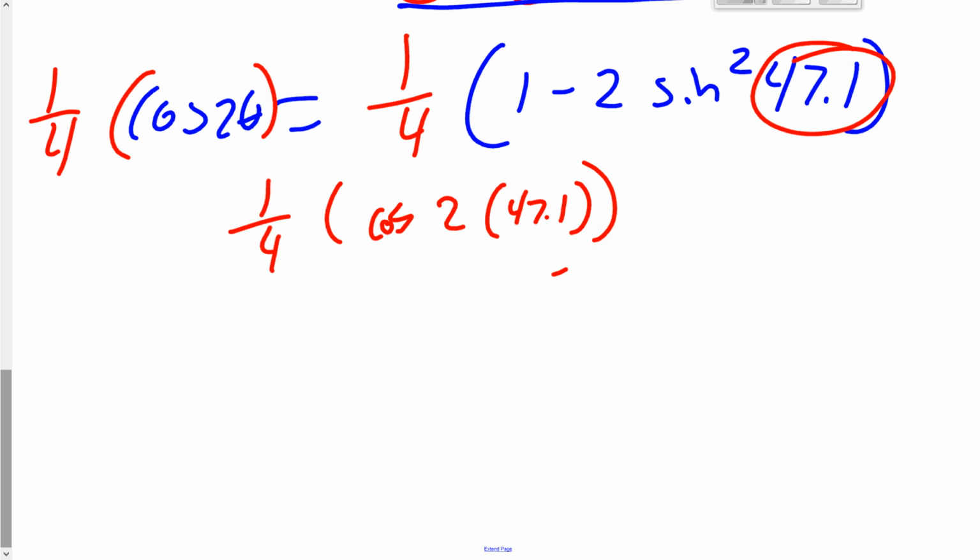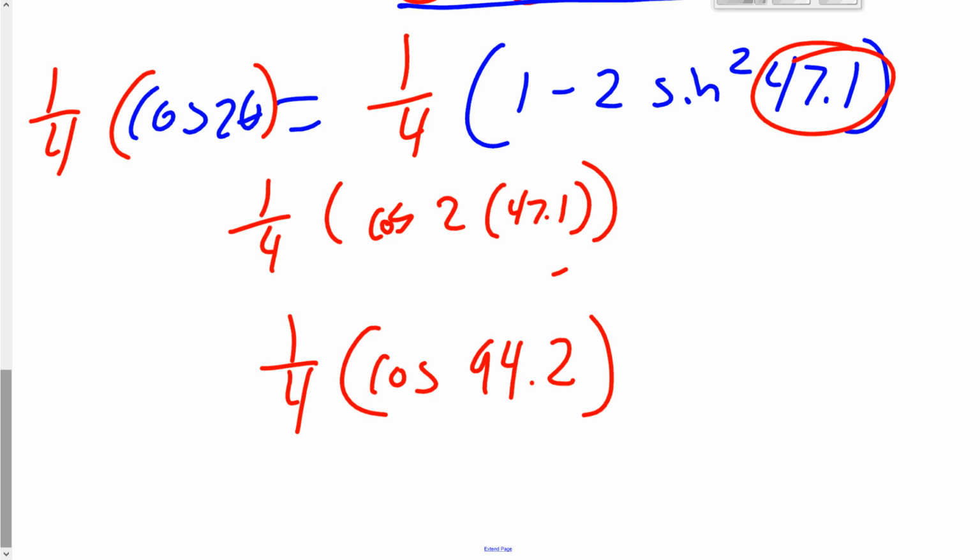Cosine. Okay, so I'm going to take 2 times 47.1. I multiply that by 2, I get 94.2. So cosine of 94.2, and then I'm going to multiply that answer by 1/4. This I have to do on my calculator, right? So I take cosine of 94.2, but I need to make sure that I am in degrees, because our original one is in degrees. So that is negative 0.073-ish rounded, and then I'm going to multiply that by 1/4.